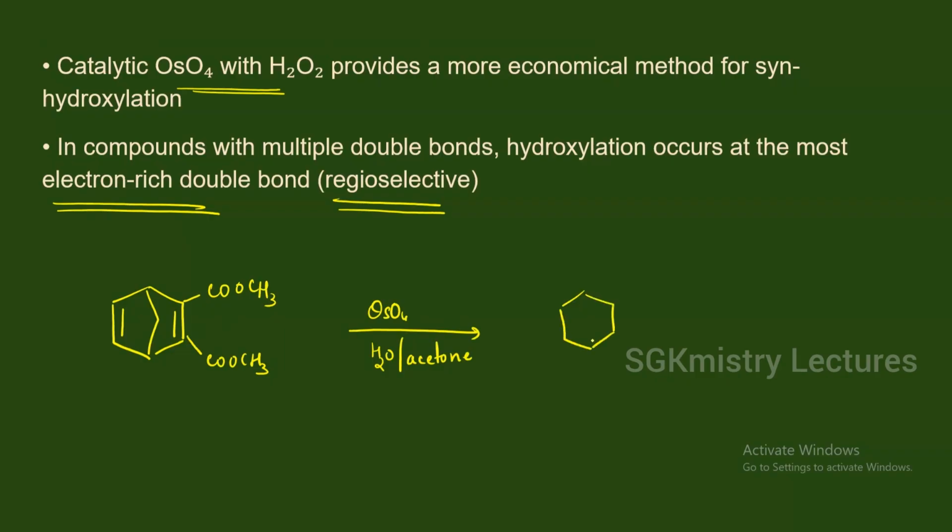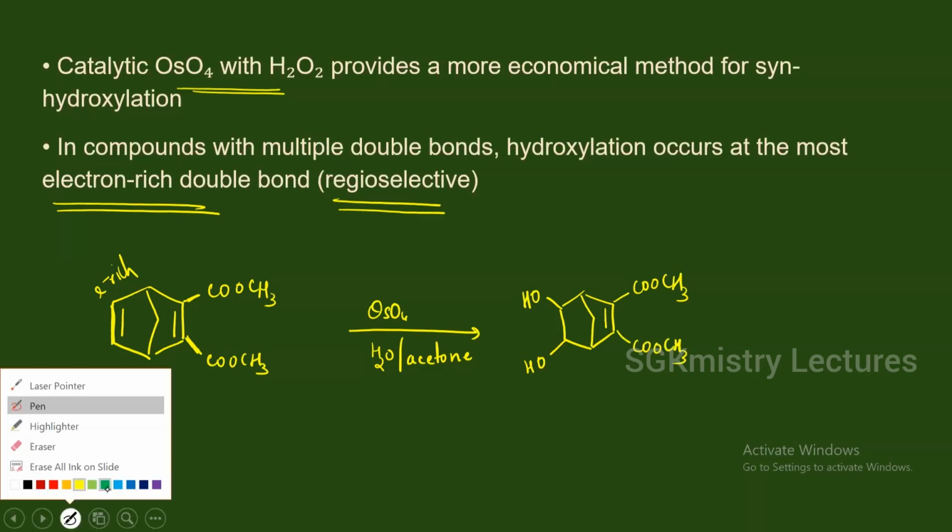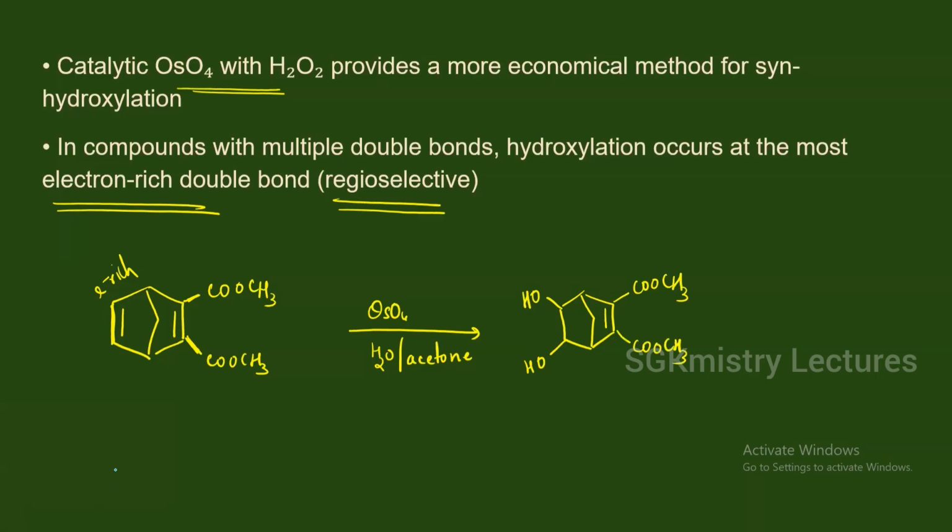Now, you can see there are two double bonds present. Here this is not the electron-rich double bond, because here you have the C double bond O groups attached to this particular carbon, which will withdraw the electrons. So it is not electron rich. Here it is electron rich. This particular double bond is electron rich. So the OH addition occurs to this double bond, whereas this double bond remains unchanged. COOCH3, COOCH3. I hope it is clear how the addition takes place.